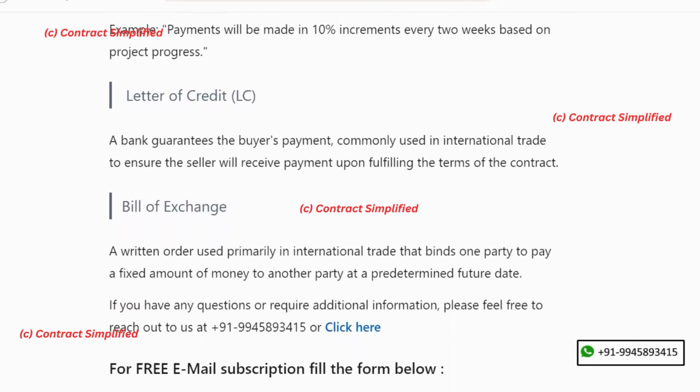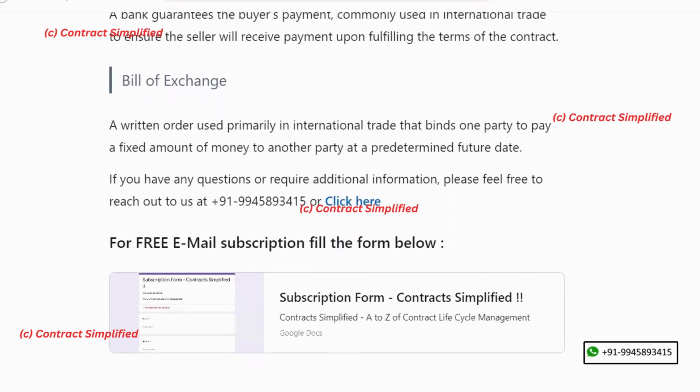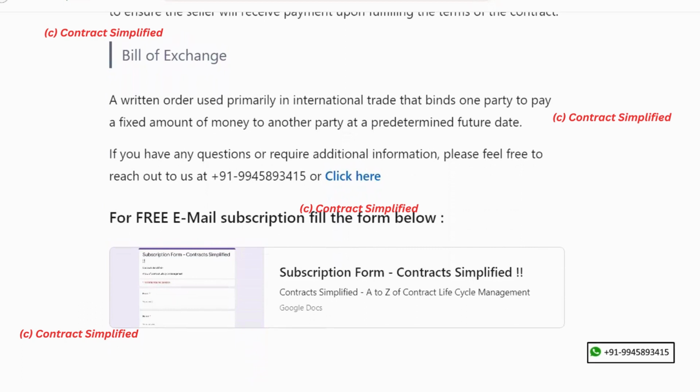Letter of credit, LC. The bank guarantees the buyer's payment, commonly used in international trade to ensure that the seller will receive payment upon fulfilling the terms of the contract. Bills of exchange. A written order used primarily in international trade that binds one party to pay a fixed amount of money to the other party at a predetermined future date.